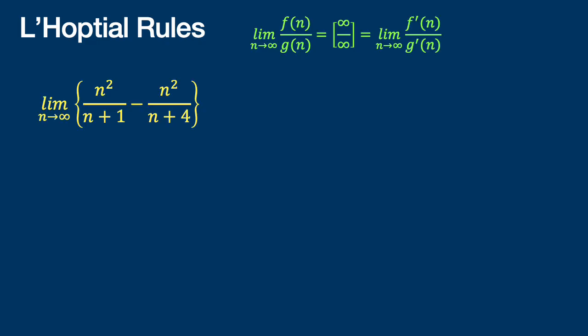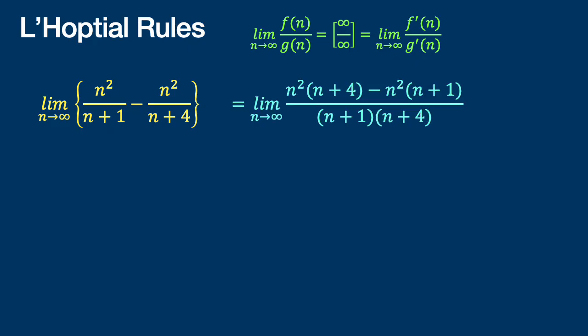Let's have one more example for L'Hopital's rule, guys. Look at this: the limit as n approaches infinity of n squared over n plus 1 minus n squared over n plus 4. So we want to find the limit of this sequence. We have to change it to fraction form, so let's make the same denominator. We need the least common denominator.